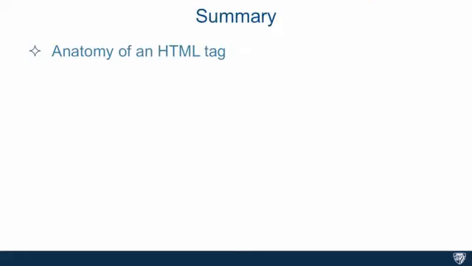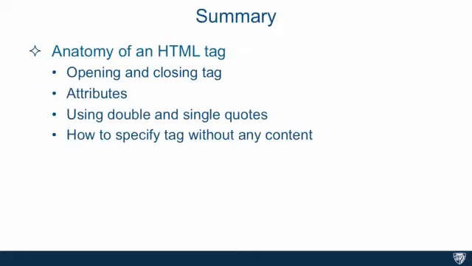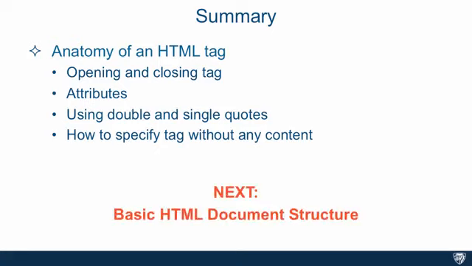So in summary, we went over the anatomy of an HTML tag, the opening and closing tags, and the fact that it can have attributes describing what the tag itself is. Remember, you can use double and single quotes interchangeably. Just make sure that if there are actual quotes in the value of an attribute, you close them in the opposite order that you opened them. And we also went over how to specify a tag without any content inside HTML5, for which the rules are a little bit different than for previous versions of HTML. Next, we're going to talk about how to create the basic HTML document structure.